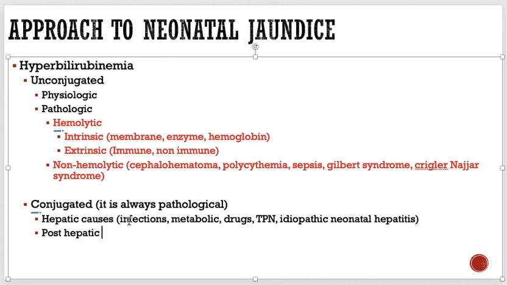Idiopathic, as you know, means no cause is found. Whereas post-hepatic causes, guys, are very easy. Of course jaundice will occur if there is some blockage in the drainage of the bile, simply in the drainage of the bilirubin after conjugation. So it could be biliary atresia, or it could be choledochal cyst. So this is how we approach. First of all, we do the test for hyperbilirubinemia. If found, we see whether it is unconjugated type or conjugated type. Conjugated is always pathological.